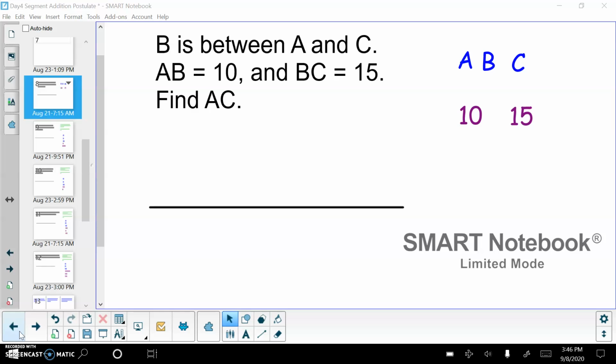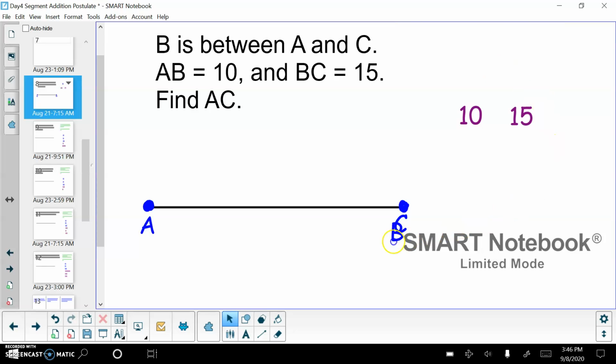So for instance, in this problem, it says B is between A and C. So I'm going to draw, because sketching is really a good thing to get into the habit of doing for geometry. I've got my little line segment here, but I'm going to put a spot at the beginning of it because we have endpoints at the beginning and at the end. And it says B is between A and C. Okay, so I know that A is at one end and C is at the other end, and B is somewhere between them. And it does tell me that AB is 10 and BC is 15.